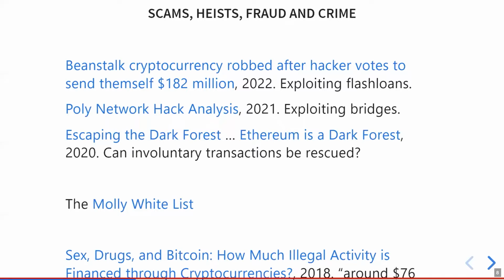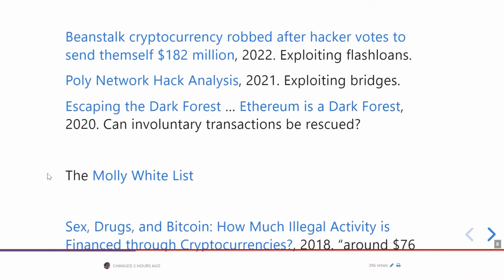The second link is about a scam that was worth $600 million. I think it was the biggest at the time. And yeah, I tried to find articles that are interesting to read.